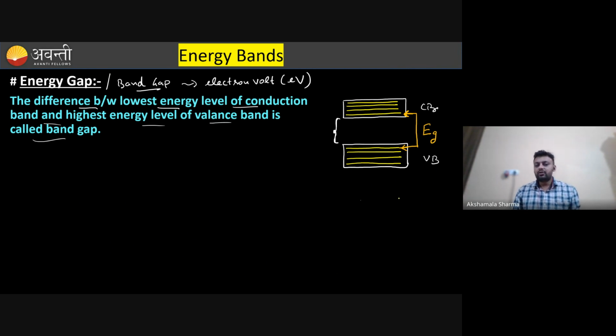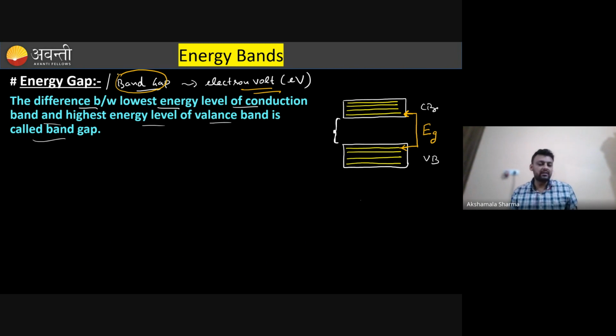I have already told you the unit of this. This unit is electron volt. Other name is band gap. Clear? And this band gap is actually a very important parameter for this particular chapter. Whenever there is a question, you will see some questions related to this band gap. How? I will tell you.